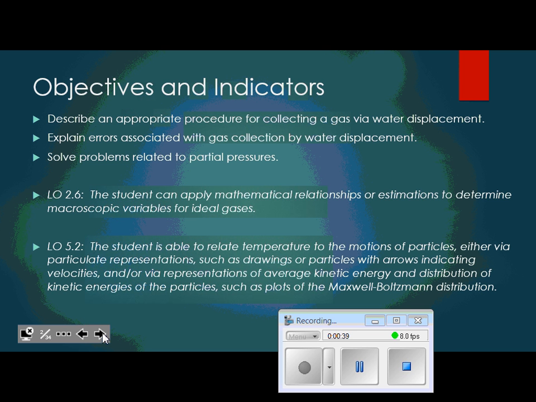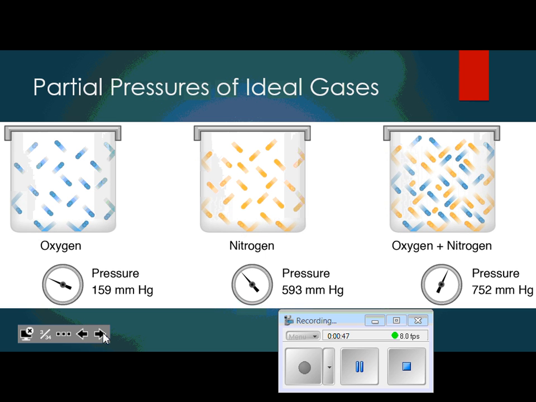So we're going to start with talking about what partial pressures are and how to calculate the partial pressure of a gas. If you look at this diagram, if you have a container of oxygen gas and a container of nitrogen gas, you can get the pressure of the oxygen gas in its container, and you can get the pressure of nitrogen gas by itself in its container.